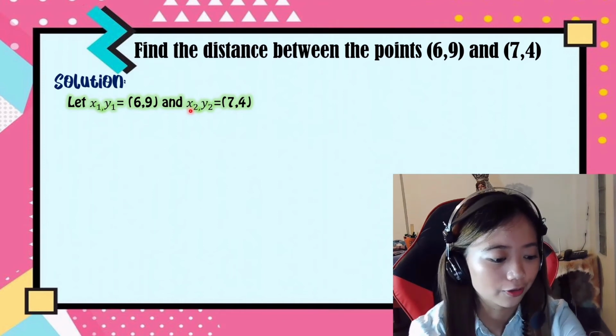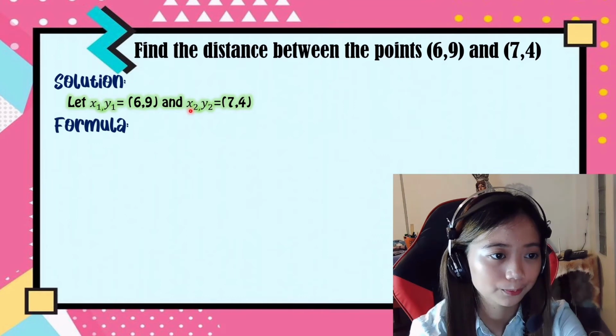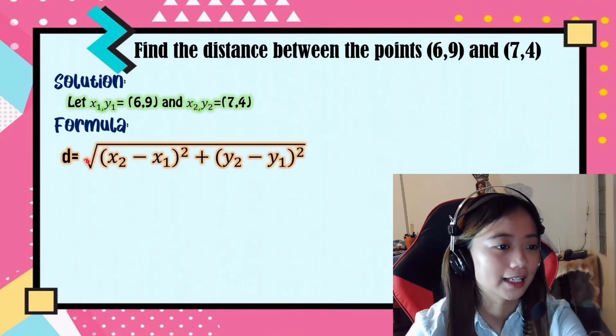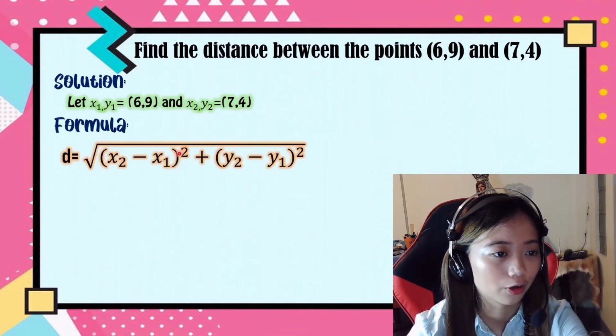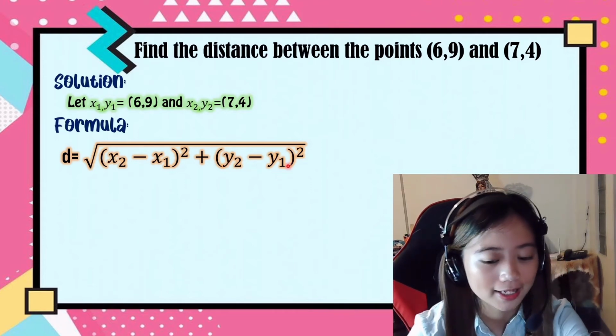Then, we will use the formula. So, the formula to get the distance will be equal to d equals square root of quantity of x sub 2 minus x sub 1 raised to the second power plus quantity of y sub 2 minus y sub 1 raised to the second power.